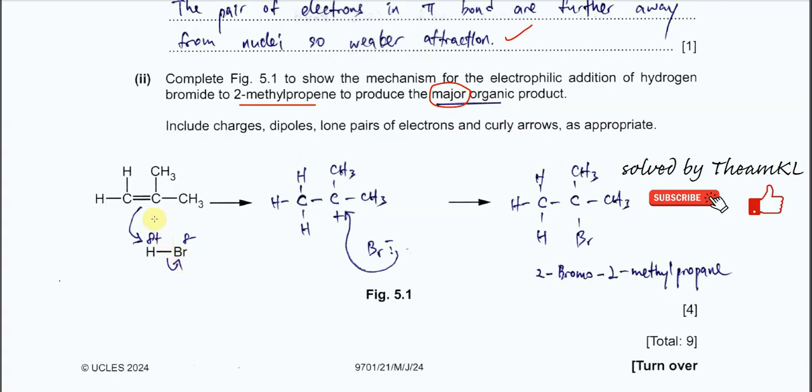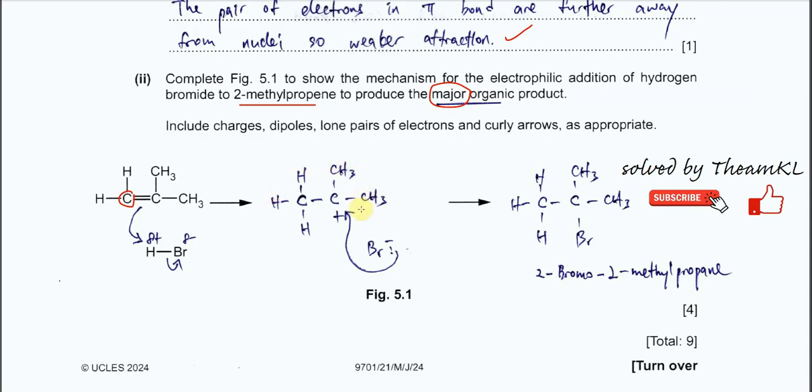Okay, if follow Markovnikov rules, the carbon with more hydrogens will get the hydrogen. Means this carbon has 2 hydrogen, so this hydrogen will form bond with this carbon. This is a Markovnikov rules, right? Because it will form the more stable carbocation. This is a tertiary carbocation, right?